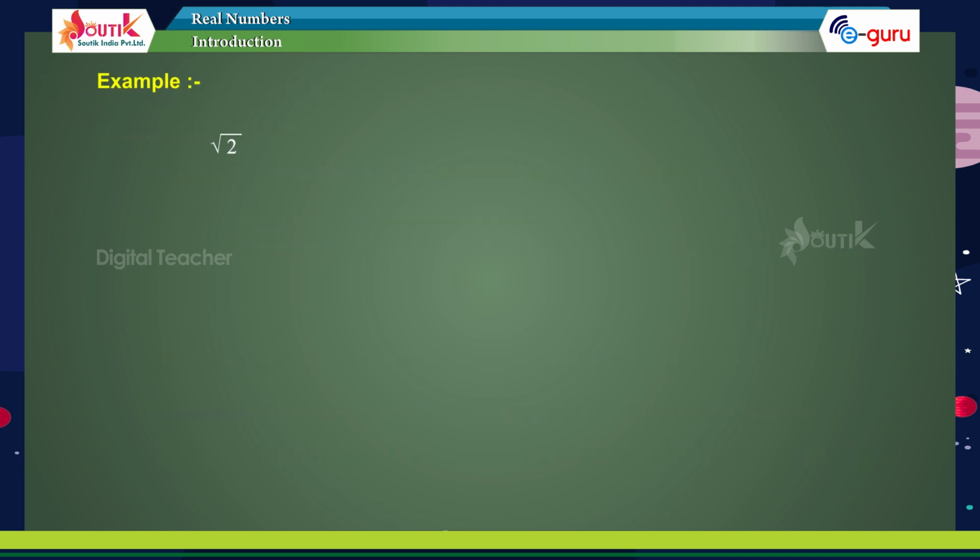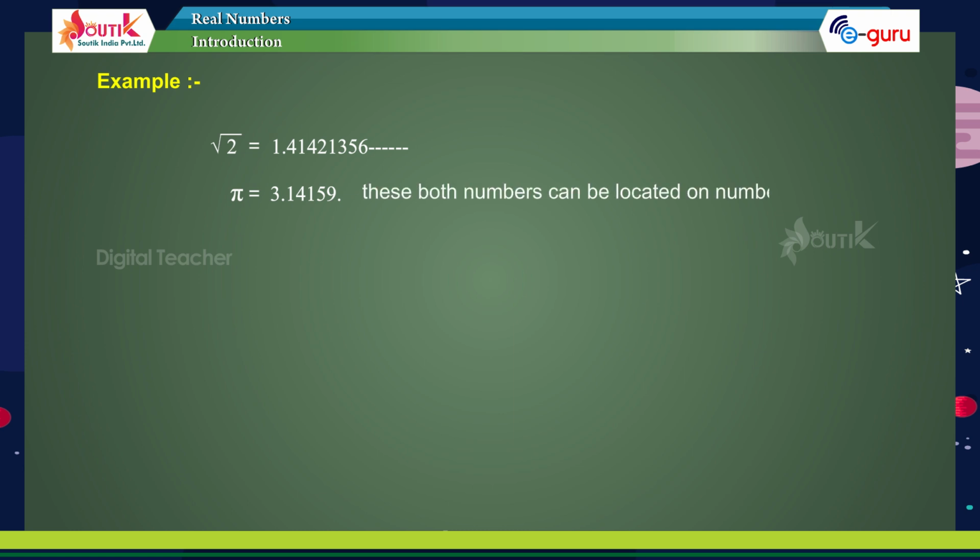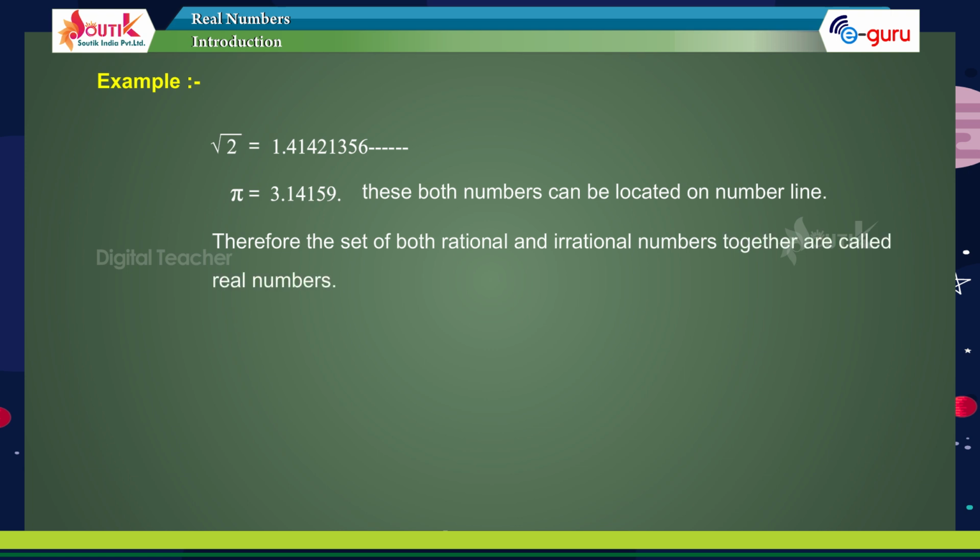Example: √2 equals 1.4142135 and so on. Pi equals 3.14159. Both these numbers can be located on the number line. Therefore, the set of both rational and irrational numbers together are called real numbers.